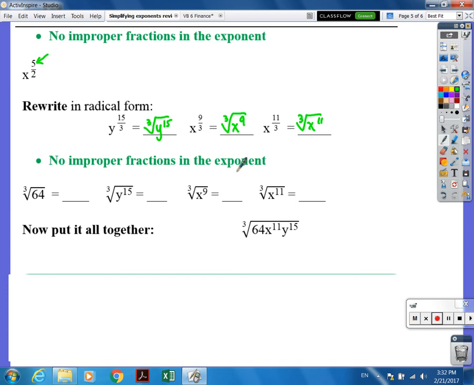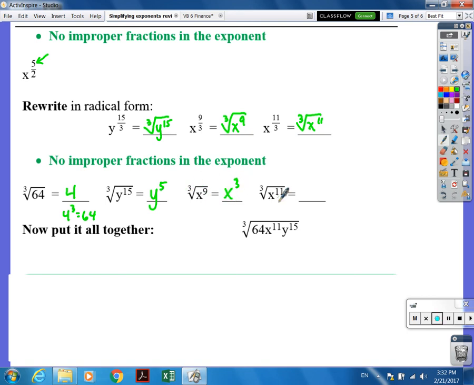So no improper fractions in the exponent says if you have a problem like a number, go ahead and remember your special facts. Why does that work? Because 4 cubed is 64. If you divide 15 divided by 3, you have 5 y's that come out. If you divide 9 by 3, these are all pretty.